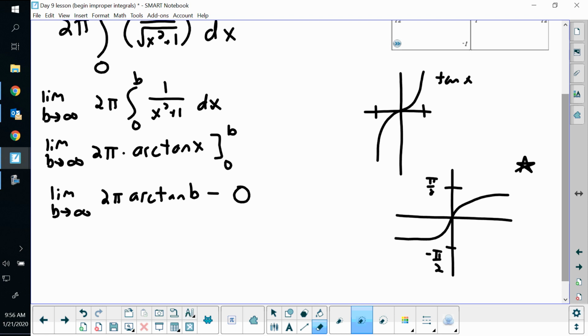So as b goes to infinity, so when we go far to the right on this graph, what do the y values approach? Well, the y values approach pi over 2. So this is really 2 pi times pi over 2, which will just give us pi squared. So this does converge, and it converges to pi squared, which is kind of interesting that that area under that curve will just approach pi squared.